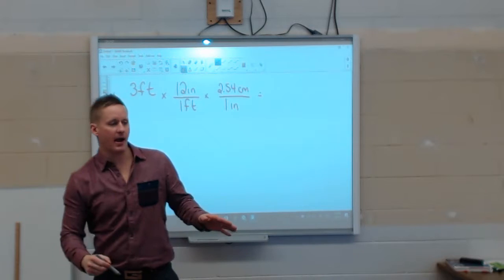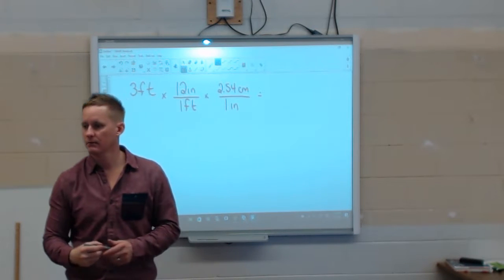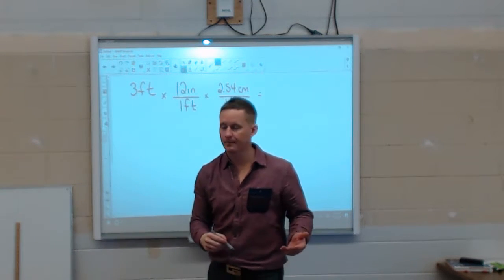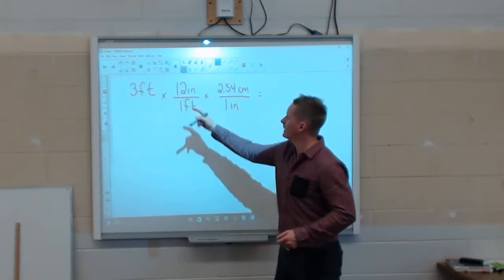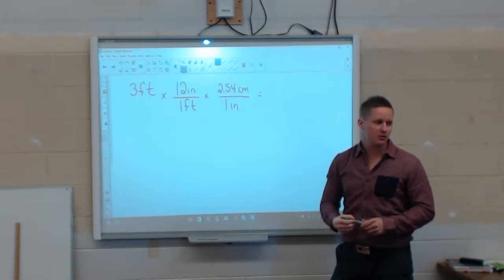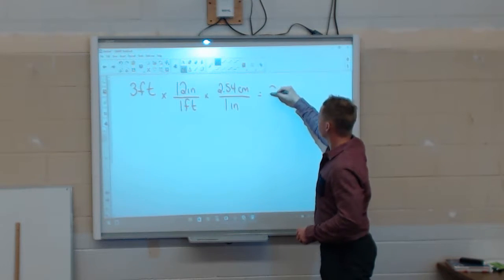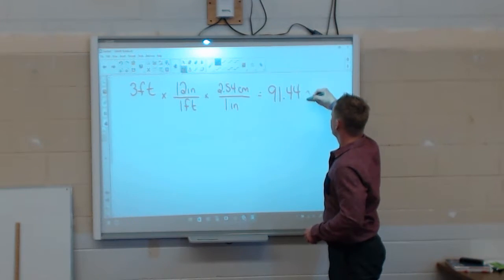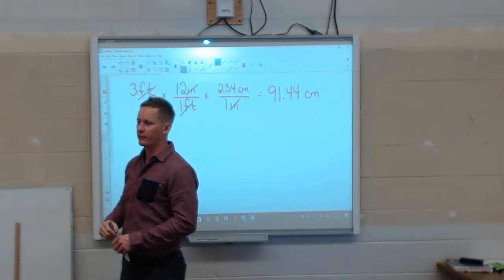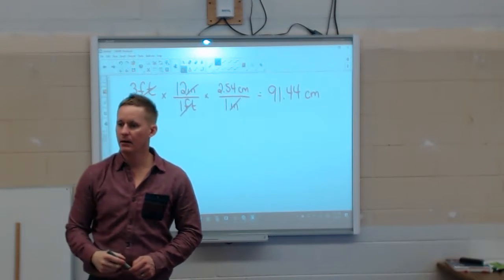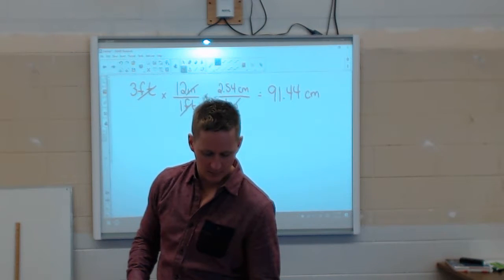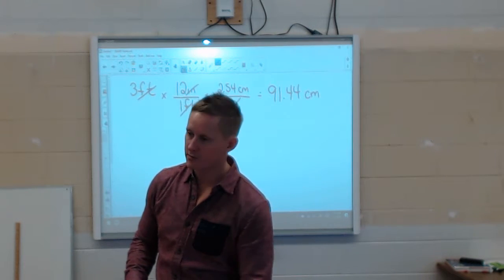So now how do I multiply fractions again? Across the top, divide by the bottom. Thankfully, the bottom's all ones, right? So all I need to do is go 3 times 12 times 2.54. What do I get? So 36 times 2.54. And now I have it in centimeters. Inches cancel, feet cancel, left with centimeters. Okay. Any questions about that so far?